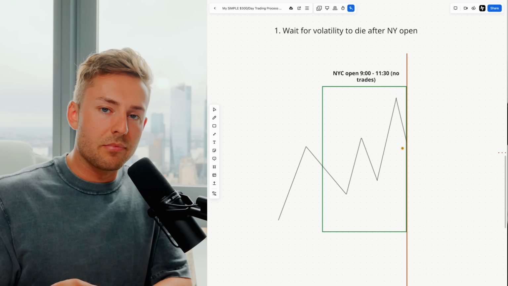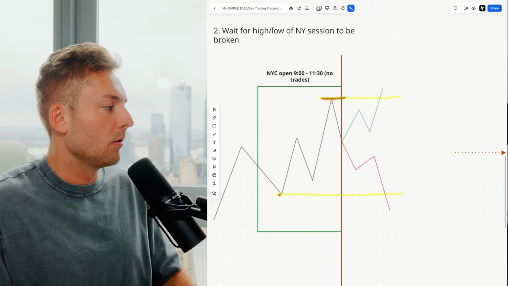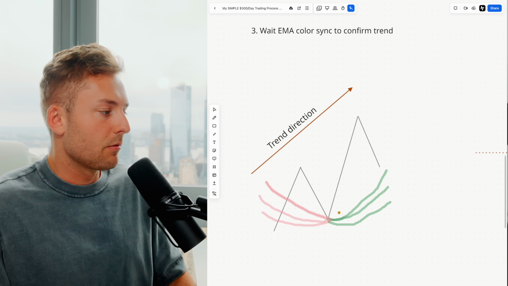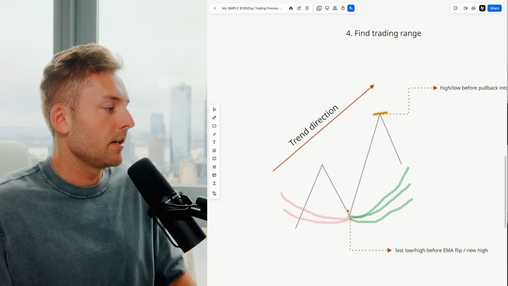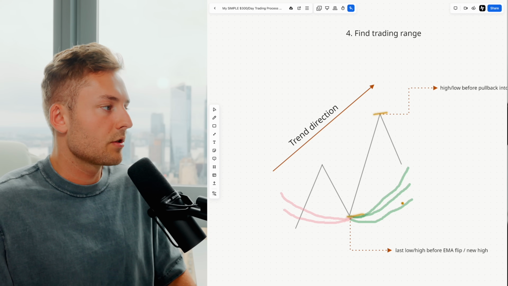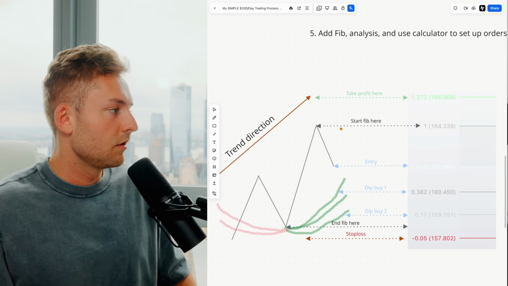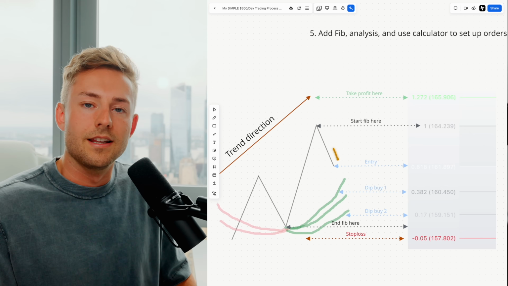So to quickly recap before we move on, we're waiting for the New York session to end. Then we're marking the high and low that was made during this New York open session and waiting for one of those to break. Once we have that directional bias for the day, we're waiting for our moving averages to turn all one color. Then we're setting our trading range from the most recent low before the moving average cross and the high. And then we're going to be using our custom fib settings and calculators to be able to start at the beginning of the trend, click down to here, have all of our automatic orders and input them with the calculator, and then let the trade play out.